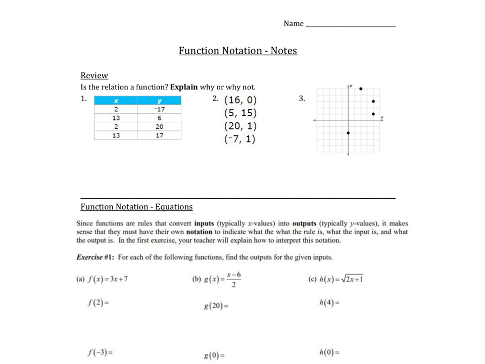It says, is the relation a function? Explain why or why not. So I want you to try numbers 1 through 3 on your own. Go ahead and pause the video and try those out.